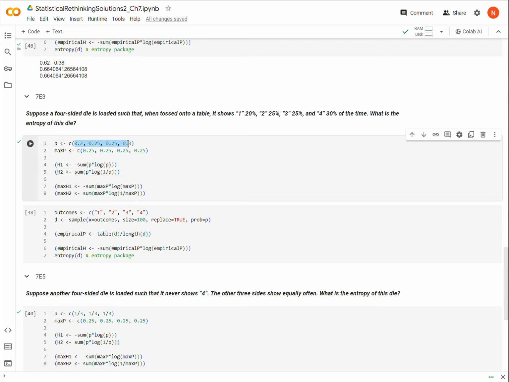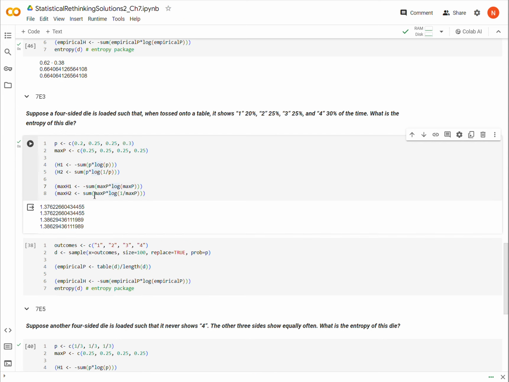So here are my probabilities that I just read out for 1, 2, 3, 4. The maximal entropy here would be as if they're all equally likely, equally probable. Now here's how I'm going to calculate entropy: one way, two ways. And here's how I'm going to calculate the maximal entropy: one way, two ways. So when I run all of this, here's my entropy calculated in two different ways.